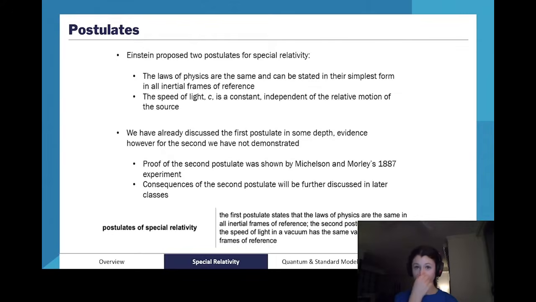Einstein's second postulate is that the speed of light, c, is constant in a vacuum, independent of the relative motion of the source. So these two postulates can have some interesting consequences. Proof of the second postulate was shown by Michelson and Morley's experiment in 1887, and the consequences will be discussed later in classes. And then down the bottom here, we just have the actual QCEE definition snipped out if you want to remember that one.